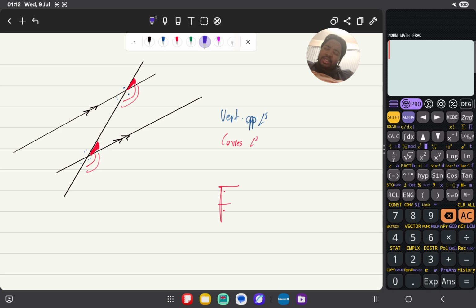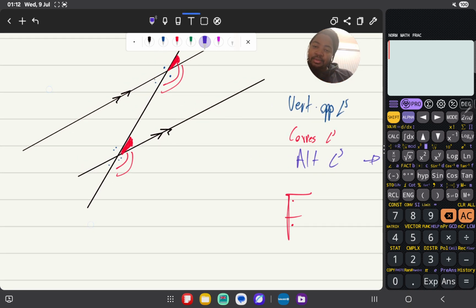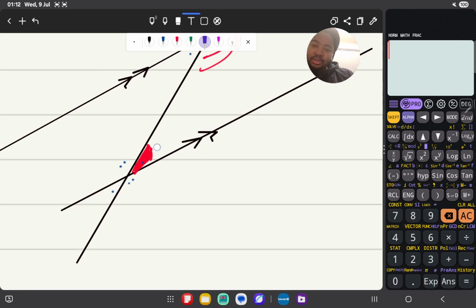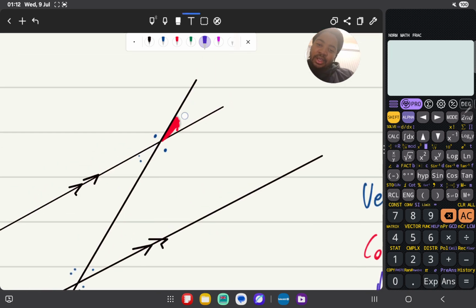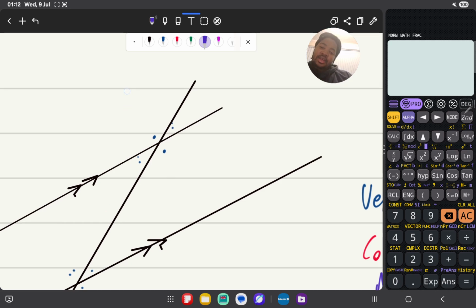So we talk about another pair, alternating angles. Alternating angles, they form a Z. Yeah, they form a Z. So we look at our diagram. Let me remove this. We've already spoken about them. So yeah, they form even like a Z in a way, right?